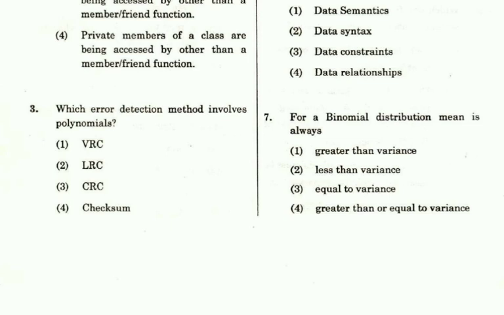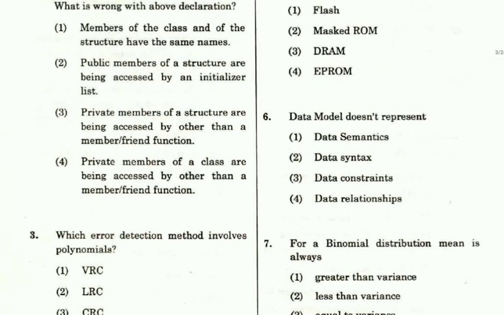Next one. Which error detection method involves polynomials? So here there are many error detection methods given. So we need to find out the method that involves the polynomial. Cyclic redundancy check. CRC is an error detection method that uses polynomial division to check data integrity. Other methods like VRC and LRC do not use polynomials at all. Next.